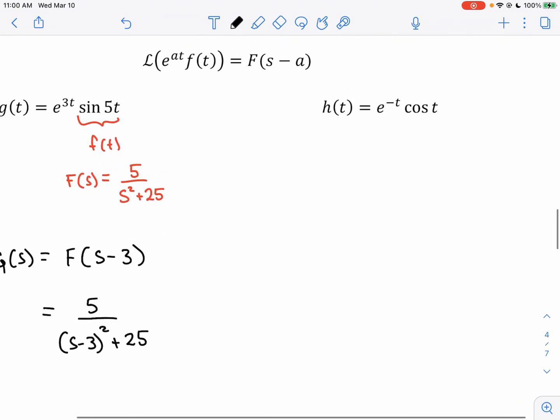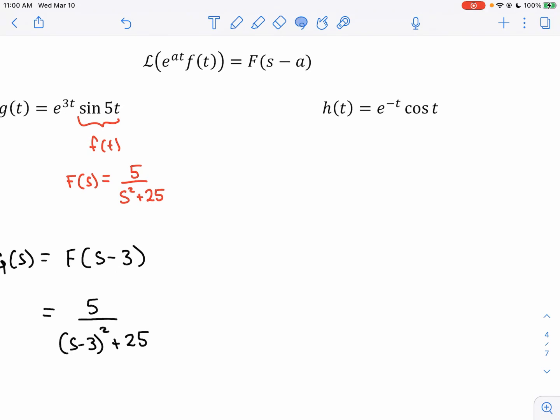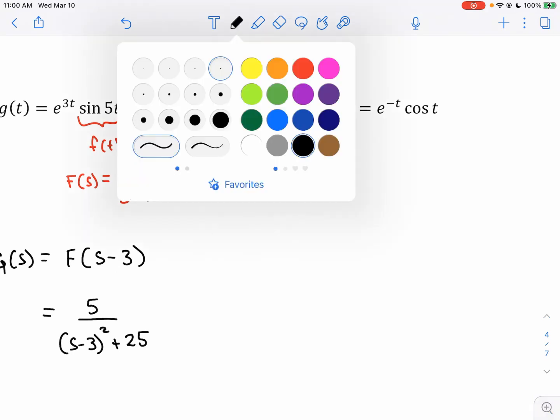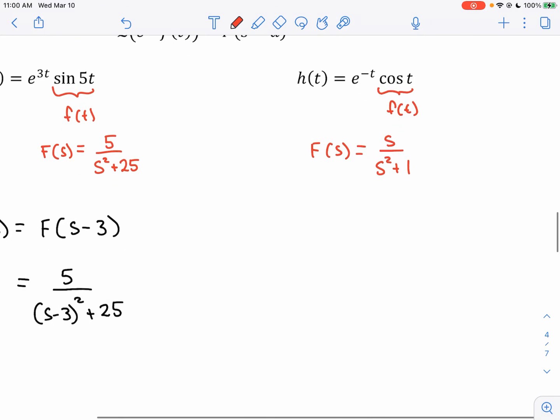Okay, now let's go over to the next example. h of t equals e to the negative t times cosine t. So once again, I'm going to focus on this cosine of t. That's the f of t. And we want to figure out its Laplace transform, F of s. The Laplace transform of cosine t is going to be s over s squared plus 1 squared, so just s squared plus 1. There's s's in a couple places in this one.